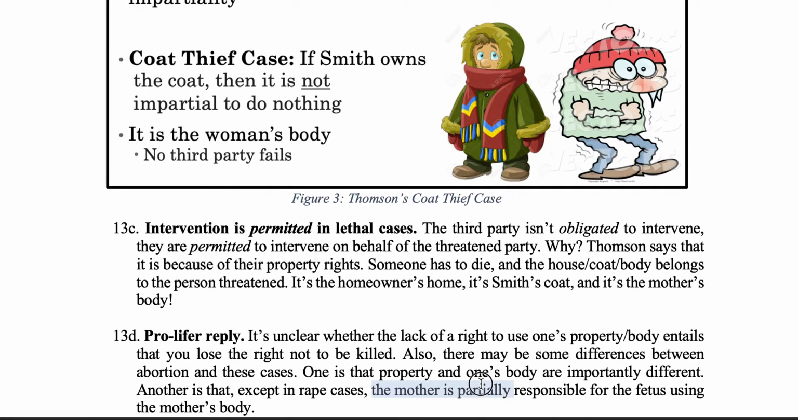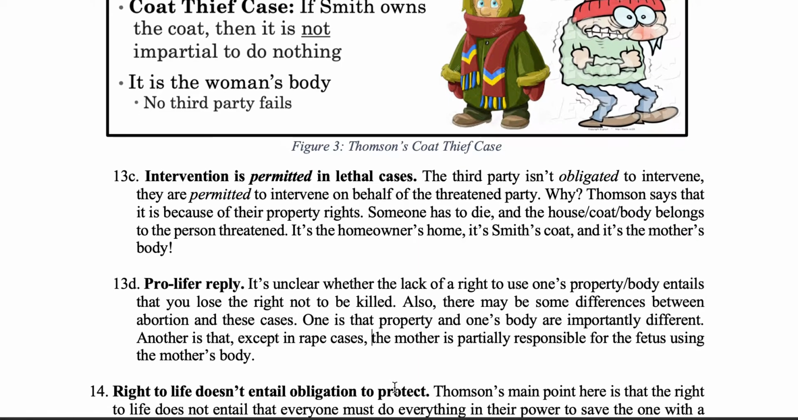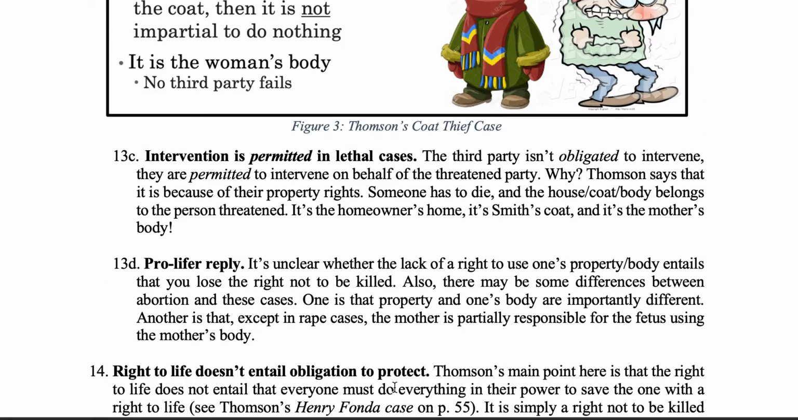And you might think in the abortion case, you kind of get something like that. Except rape cases, right? But in normal cases, the mother is at least partially responsible for the fetus using her body because she knew what she was doing, and she did it voluntarily, and we're assuming for the sake of argument, consensually, and let's just assume that she knows that having sex can lead to pregnancy, and so on, right? So that's a potential reply.